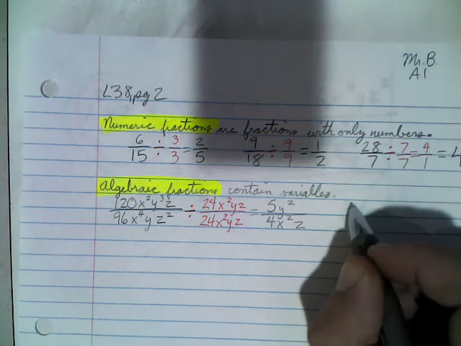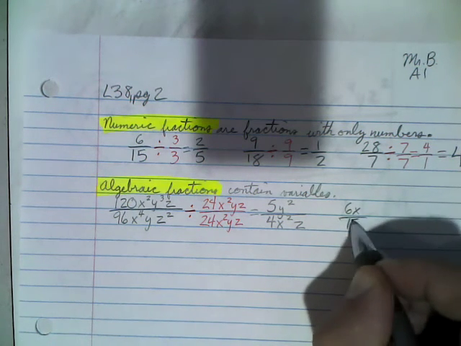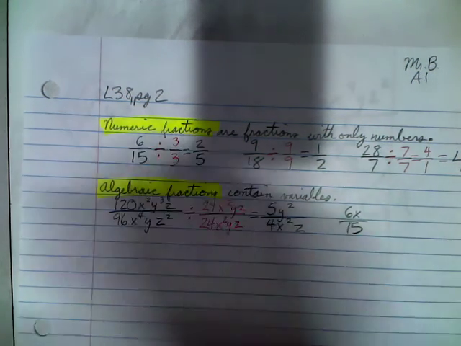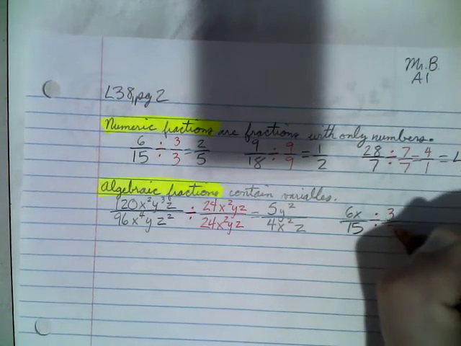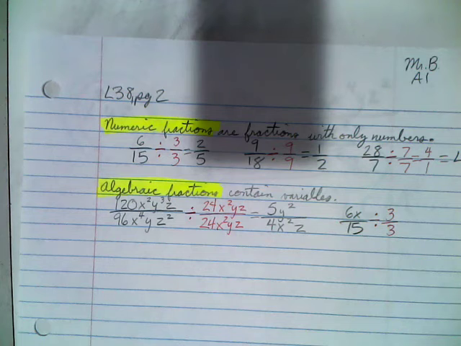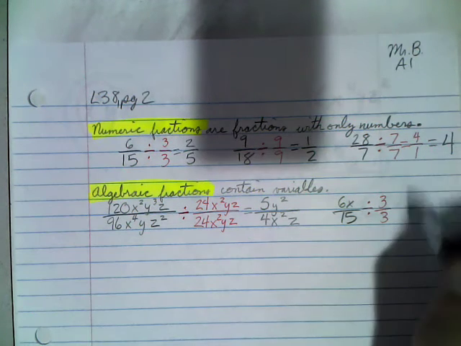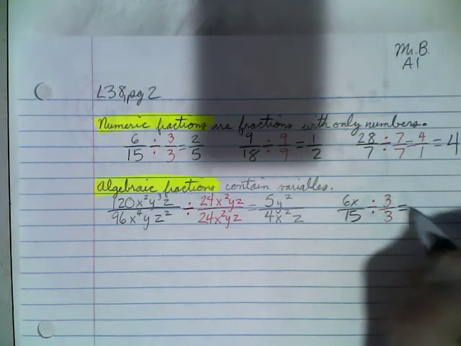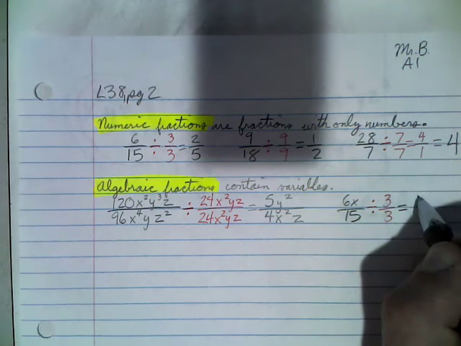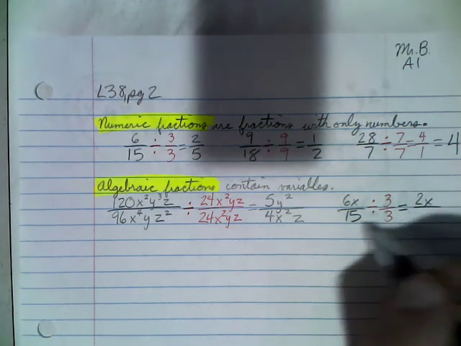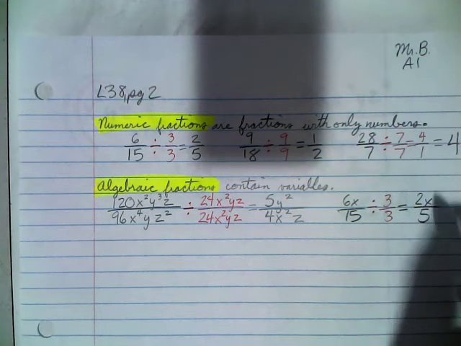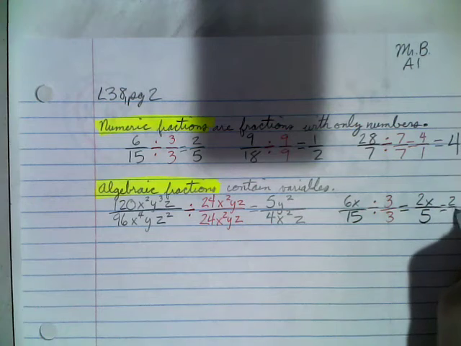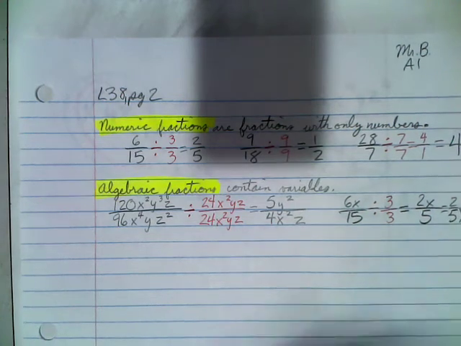If we consider 6x over 15, slightly easier. The GCF here is 3. So if we reduce this, 6x divided by 3 gives me 2x, and 15 divided by 3 gives me 5, which of course would be the same as 2/5 x.